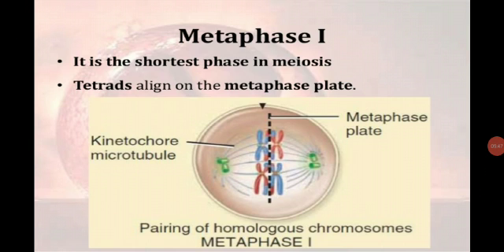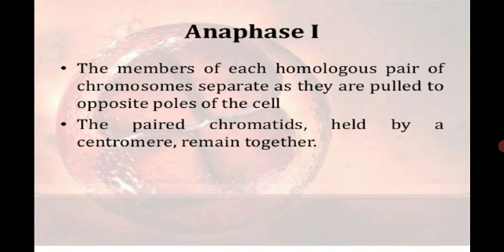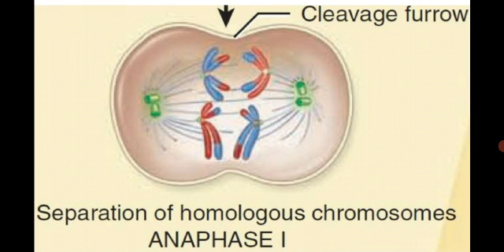Now, after the prophase I, the second phase of meiosis I is called the metaphase I. It is the shortest phase in the meiosis. Tetrads align on the metaphase plate. Then there is the anaphase I phase. The members of each homologous pair of chromosomes separate as they are pulled to the opposite poles of the cell. The paired chromatids held by the centromere remain together. You're watching how the anaphase takes place.